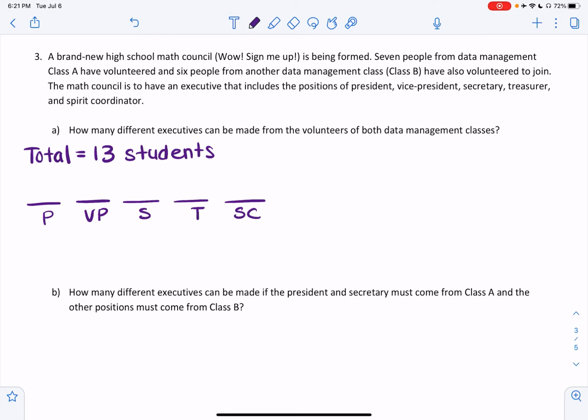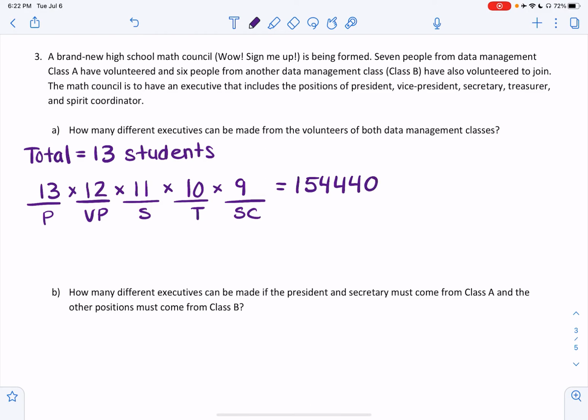Now, because we have 13 students, we have 13 choices for president, then we would have 12 choices for vice president, 11 choices for secretary, 10 for treasurer, and 9 for spirit coordinator. Now, because we require a president and a vice president and a secretary and a treasurer and a spirit coordinator, we multiply, and this gives us 154,440.